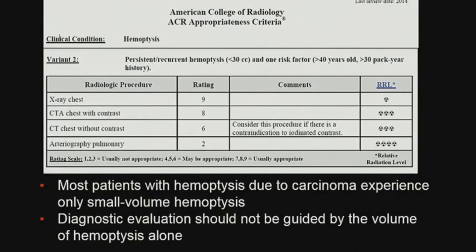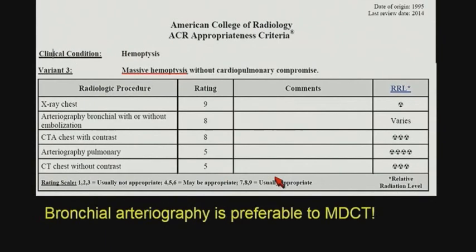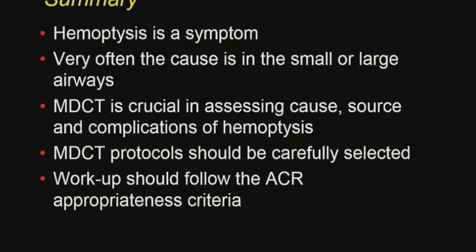The next clinical scenario is the patient with persistent or recurrent hemoptysis, which is small and has one risk factor. So in this case, we can see that the diagnostic evaluation should be guided not by the volume of hemoptysis alone, but by the actual presence of risk factors. And with massive hemoptysis, we should do bronchial arteriography because it's preferable to MDCT.